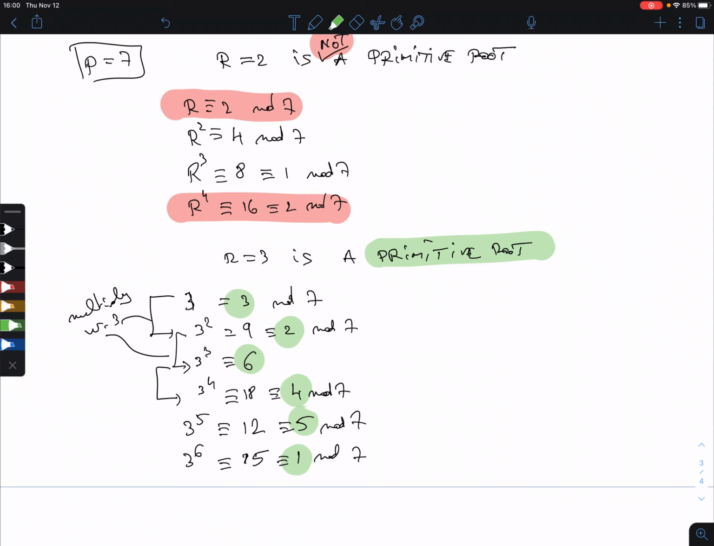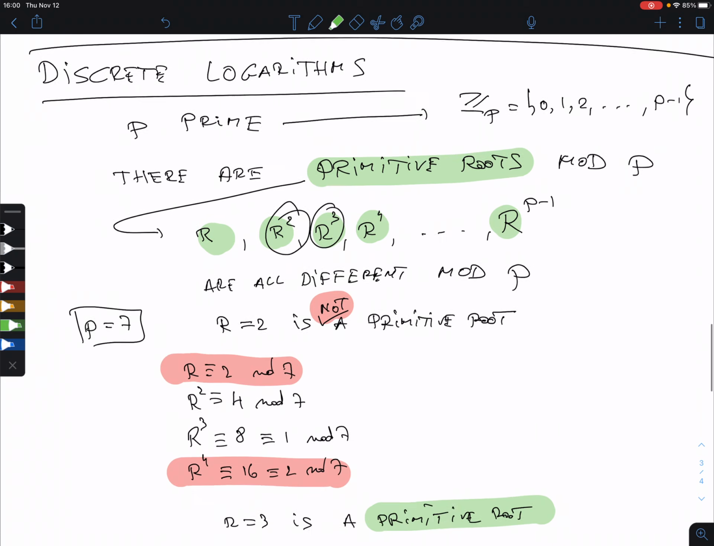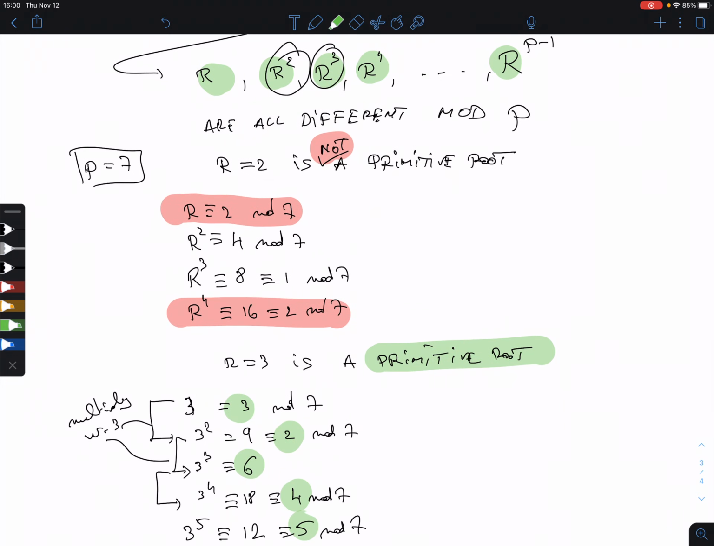Notice, by the way, not only do we get different numbers, we get all of them. We get exactly the non-zero numbers. Of course, you can never get 0, right? So 0 doesn't really play a role here, because we're taking powers of numbers. If you take a power of 0, it's 0, and if you take a power of something that's not 0, it's never going to be 0. Well, at least not when p is a prime.